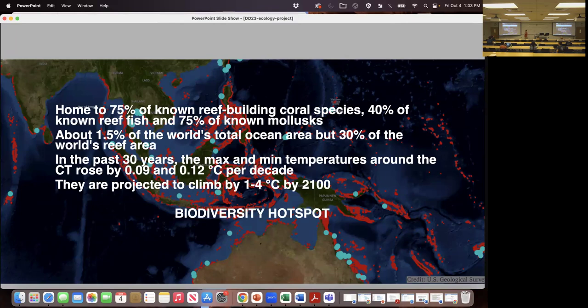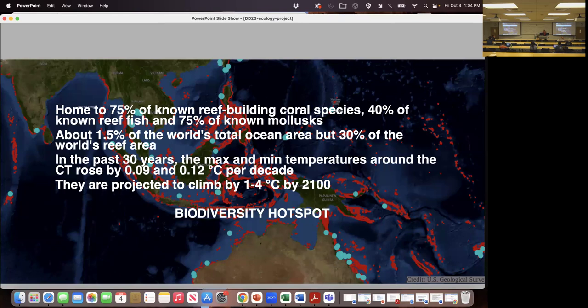75% of reef-building coral species live here, 40% of non-coral fish, and 75% of mollusks all live here. It occupies 1.5% of the world ocean, but actually has 30% of the world reef area. And it has been facing a warming that has varied, in terms of minimum and maximum, between 0.09 and 0.12 degrees C per decade. And the projection is that temperatures are going to climb between 1 and 4 degrees by 2100. So this is a big biodiversity hotspot.